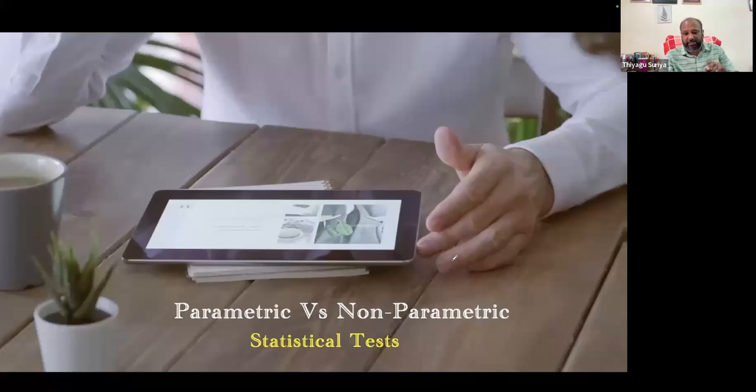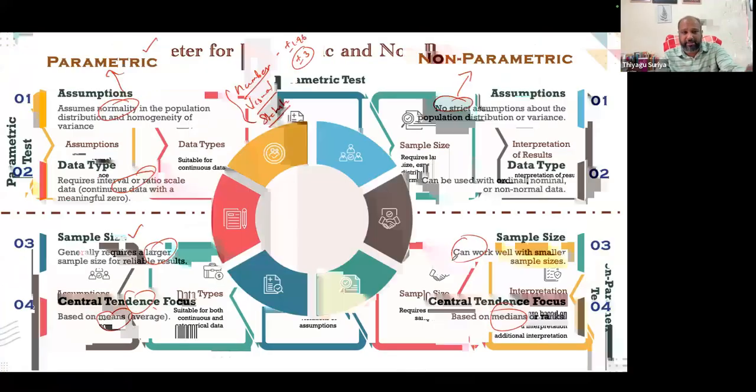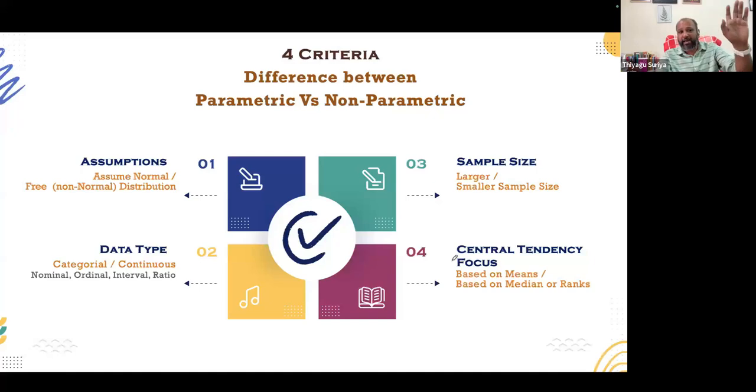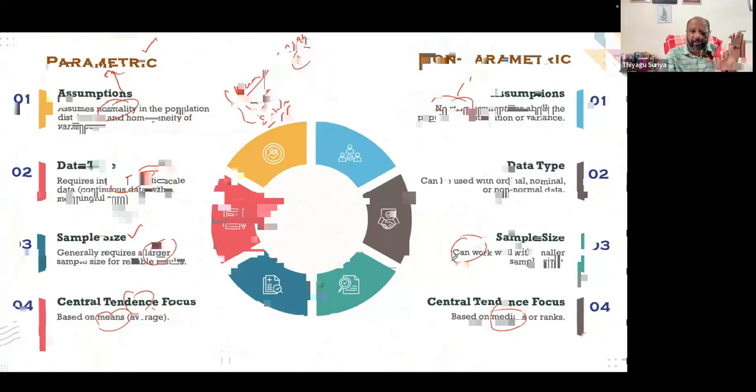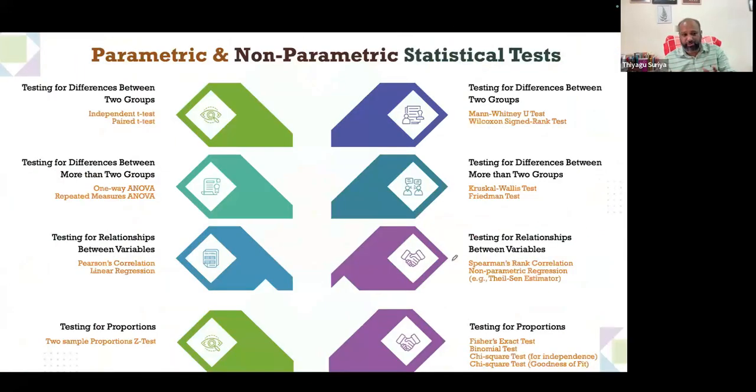I'm just discussing it once again. Hope you are getting this. Parametric versus non-parametric is decided by the four criteria that I discussed. Now I'm focusing on the equivalents of the parametric and non-parametric tests. This also you must be familiar with.